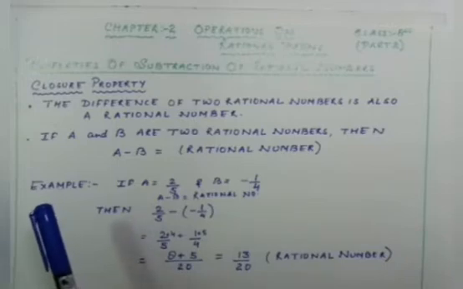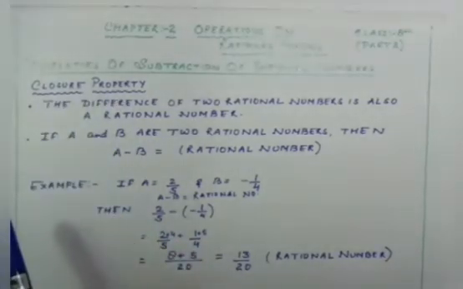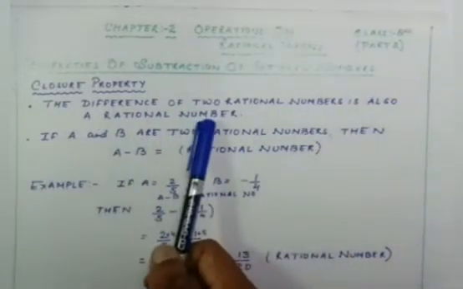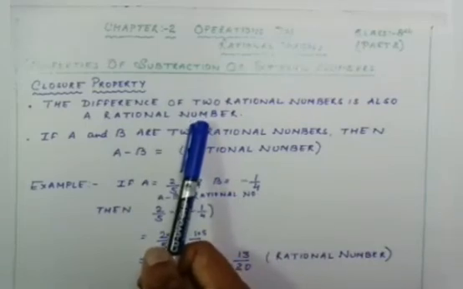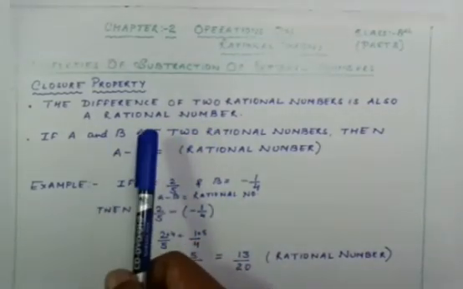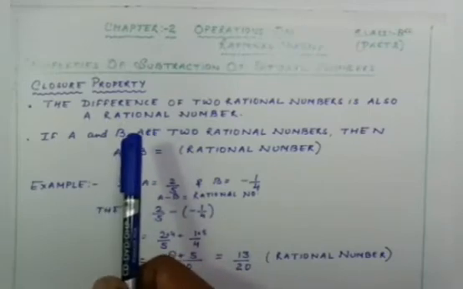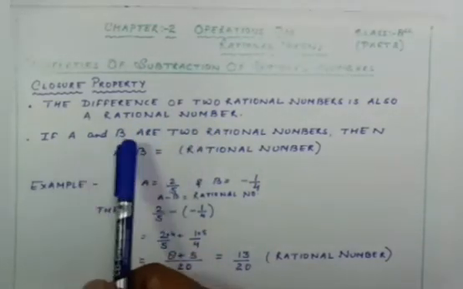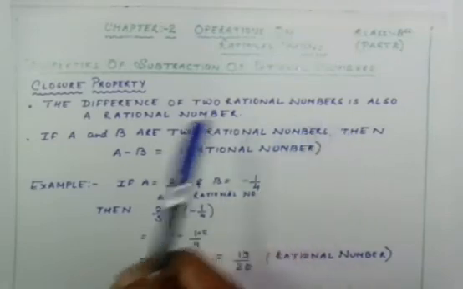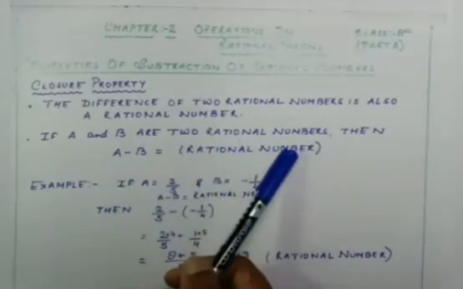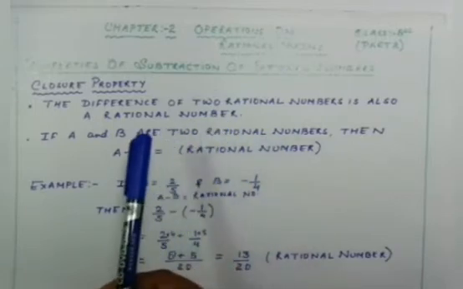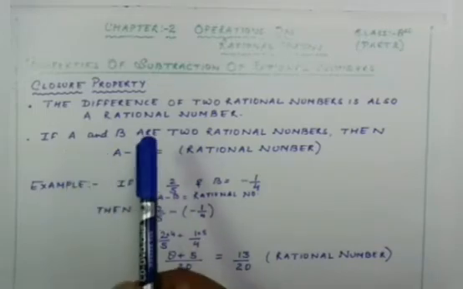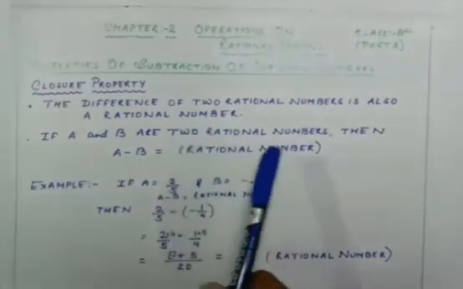Let us see the first property, closure property. What it says: the difference of two rational numbers is also a rational number. In properties of addition, when we used to add two rational numbers, we used to get the result as a rational number. So over here, if a and b are two rational numbers, then a minus b is also a rational number. It means that if we find the difference of two rational numbers, whatever result we obtain will also be a rational number.